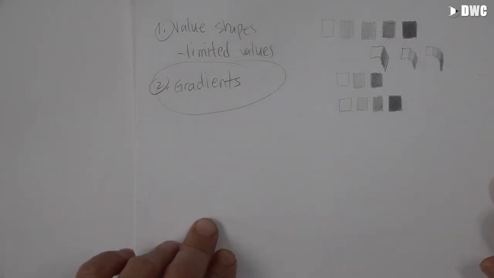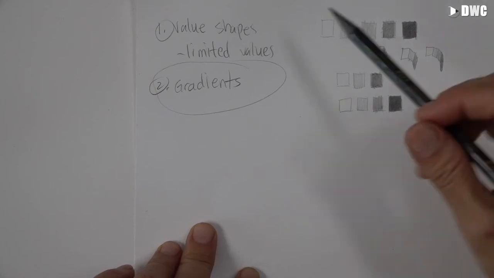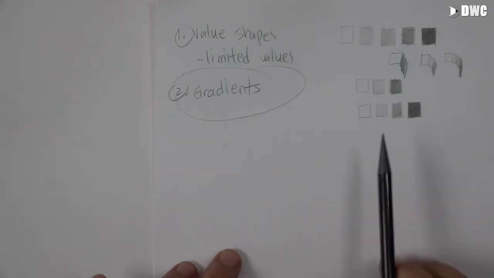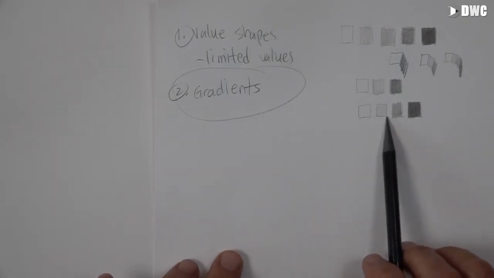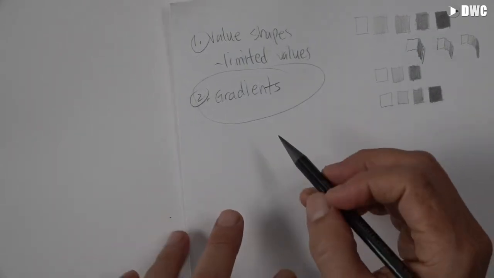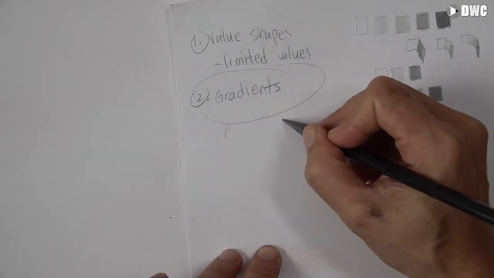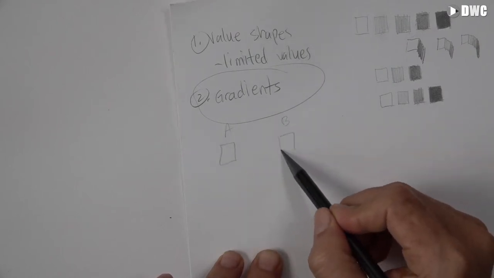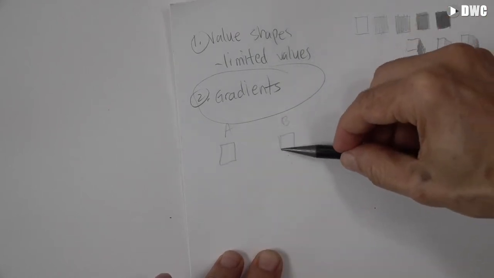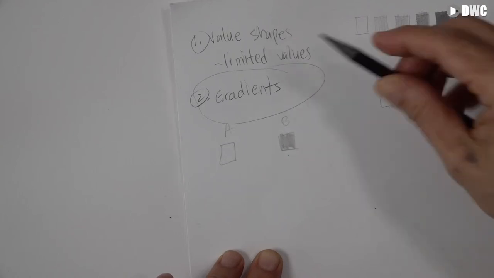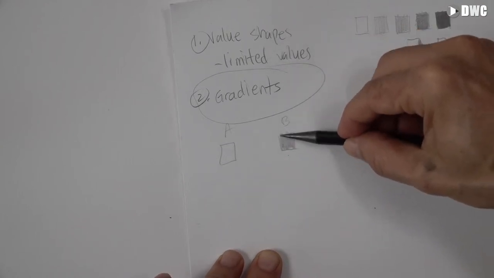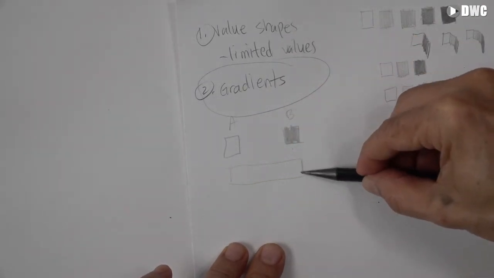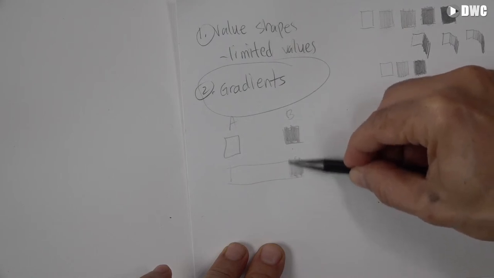All right, let's talk about gradients. So we got value shapes, we got gradients. In a way, we kind of did gradients here. This is a gradient using scales, but really a gradient is going from A to B. A being something light, B being something darker. That's it. So how do we get there? If we're at A and we want to get to B, we need a gradient. It's that simple.